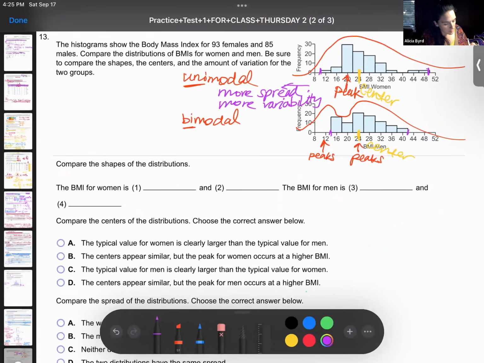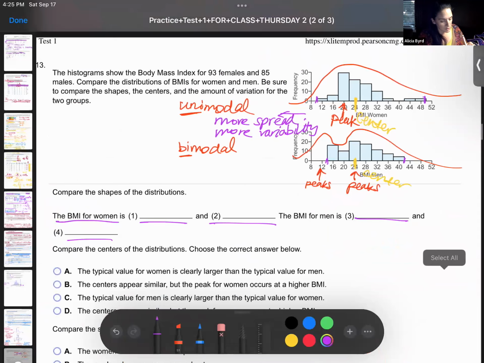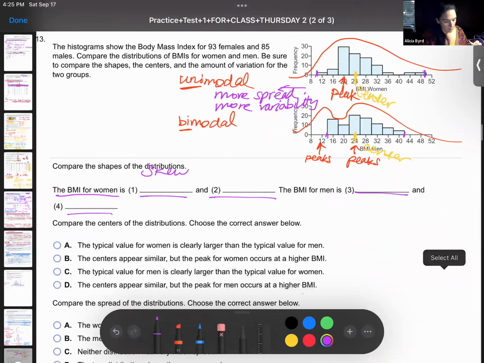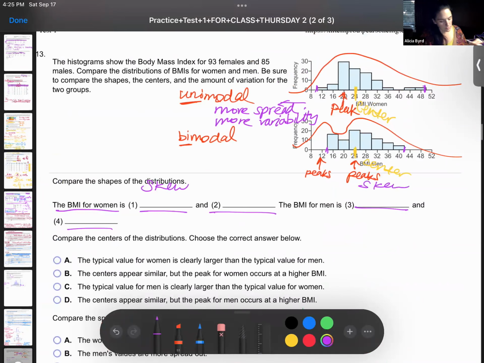So the BMI for women is blank and blank. The BMI for men is blank and blank. So let's come down here. What are my choices? Okay, so we're looking first at the skew. So this is a skew question, or if it's symmetric. And so it's asking about the skewness or symmetry.